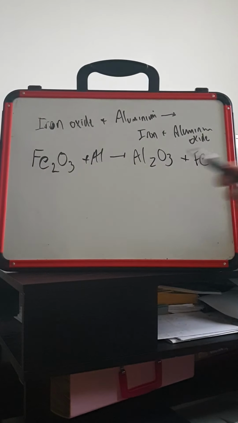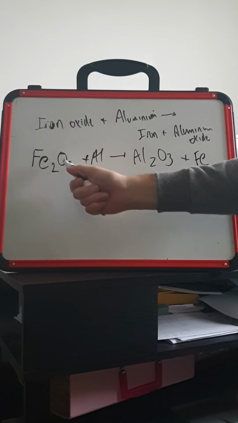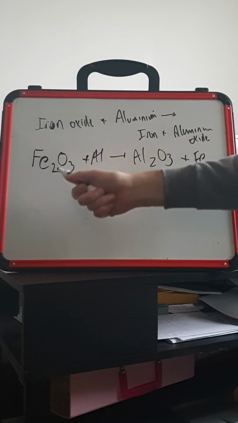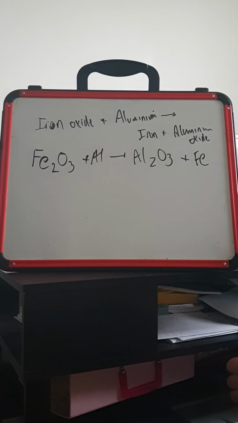So there's loads of things going on here. First of all, this is a displacement reaction, because aluminium is more reactive than iron. Second of all, this is the oxidation and reduction in terms of oxygen. Oxygen goes from the iron to the aluminium, so you can see iron's reduced, aluminium's oxidized. Now we're just going to talk about the electron transfer.